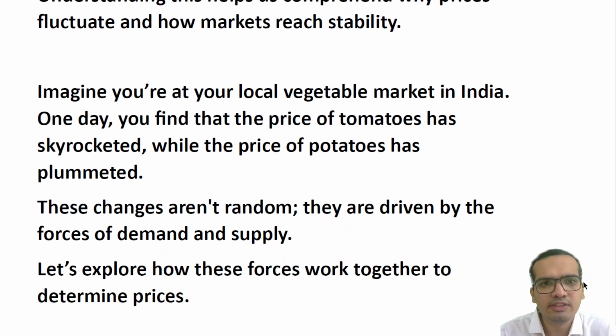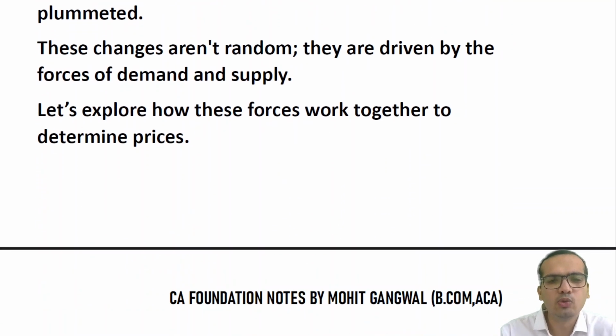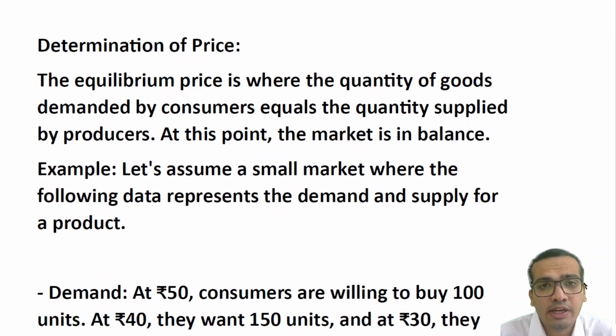So imagine you are at a local vegetable market in India. One day you find that the price of tomatoes has skyrocketed while the price of potatoes has plummeted, means gone down. These changes aren't random, they are driven by the forces of demand and supply. So let's explore how these forces work together to determine prices.